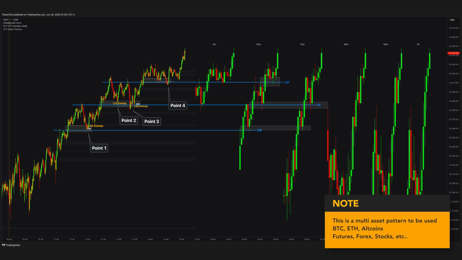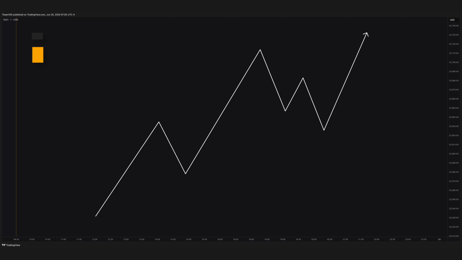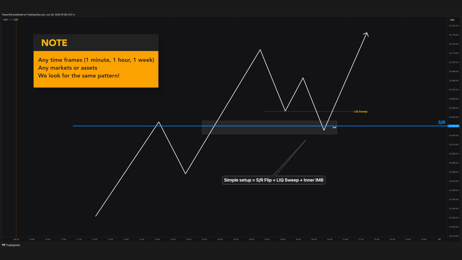So you see, Bitcoin, Ethereum, momentum coins, even NASDAQ. We do the same thing and follow the very similar pattern that we always use. This is one of the most common patterns that I love to check out regardless of time frames or assets, looking for a possible SR Flip point, looking for a possible inner liquidity sweep, and looking for an inner imbalance. Extremely simple combo for my trades.